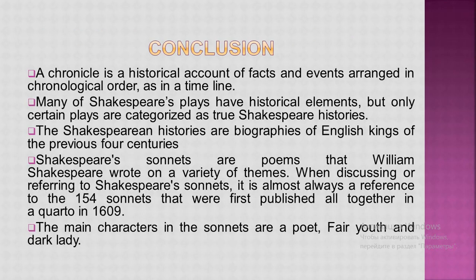In conclusion, we can say a chronicle is a historical account of facts and events arranged in chronological order as in a timeline. Many of Shakespeare's plays have historical elements, but only certain plays are categorized as true Shakespeare histories. The Shakespearean histories are biographies of English kings of the previous four centuries. Shakespeare's sonnets are poems that William Shakespeare wrote on a variety of themes. When discussing or referring to Shakespeare's sonnets, it is almost always a reference to the 154 sonnets that were first published all together in a quarto in 1609. The main characters in the sonnets are the poet, the fair youth, and the dark lady.